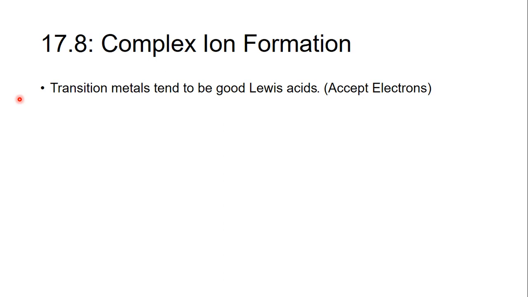In this video, we're going to talk about complex ion formation. Now, we said in a previous video that metals, cations, transition metals, are good Lewis acids, electron acceptors. And the reason they are good Lewis acids is because they have empty orbitals that they can put those electrons in.